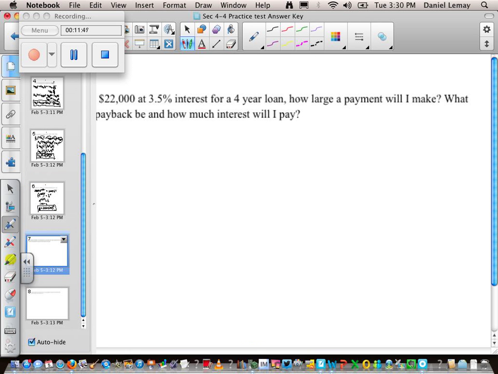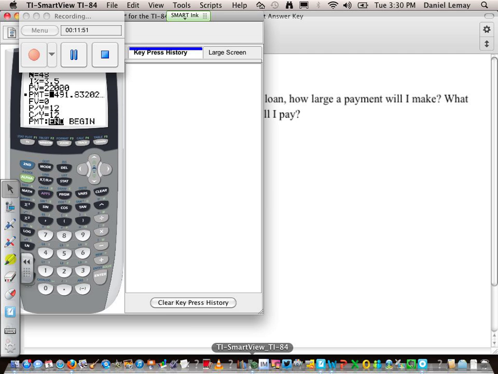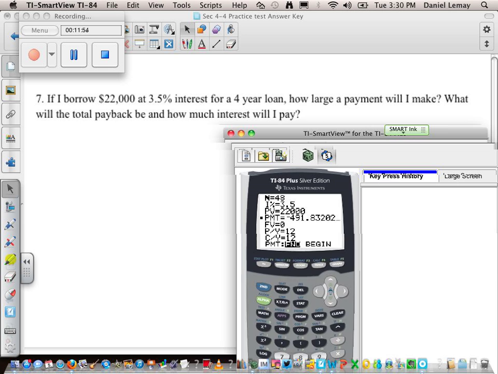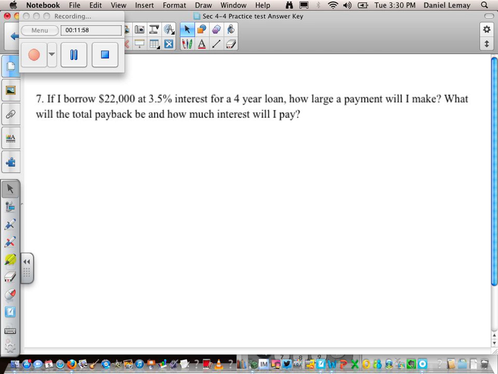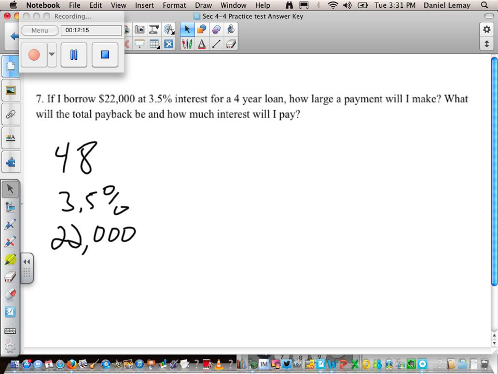Question 7. This is a graphing calculator question. I wanted to make sure I threw it at you because this is where you are going to use this in life. When you're on your calculator, I'm going to write some stuff down before I use it. I know I'm going to borrow a 4-year loan, which is 48 payments because there are 12 payments in every year. I know my interest rate is 3.5%. I know I'm borrowing $22,000. I need to find my payment.